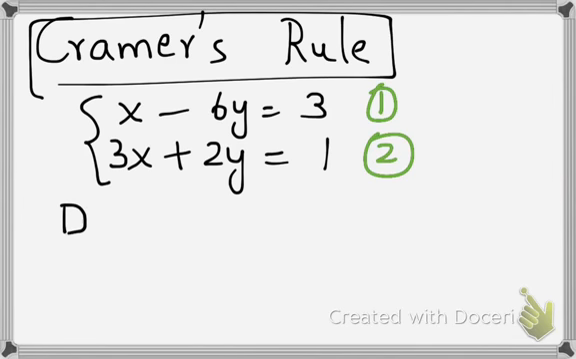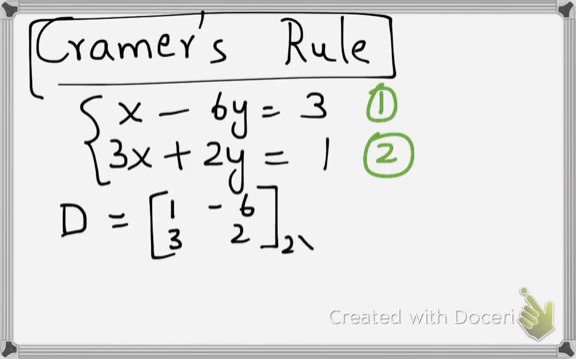Whatever the coefficients, the numbers are, it's a 2 by 2 matrix, all right? Which are 1, negative 6, 3, and 2, a 2 by 2 matrix formed by the coefficients. Agree? Okay, all right, here we go.